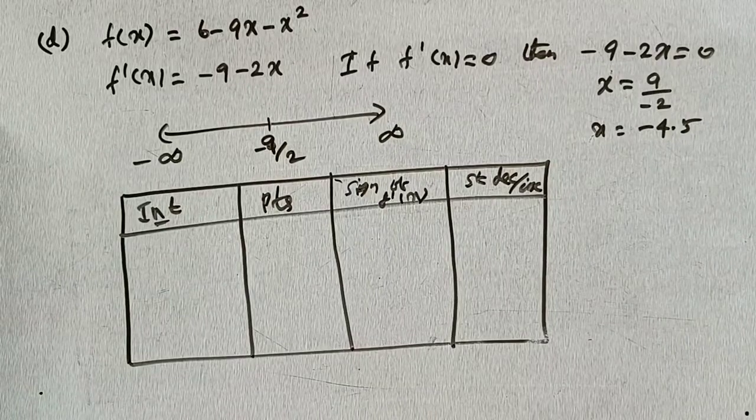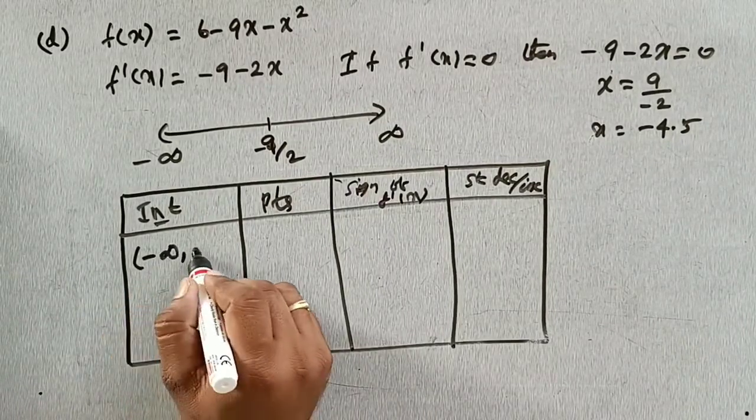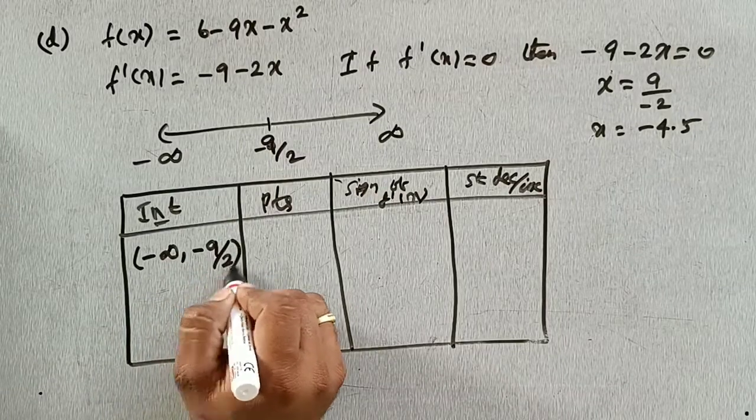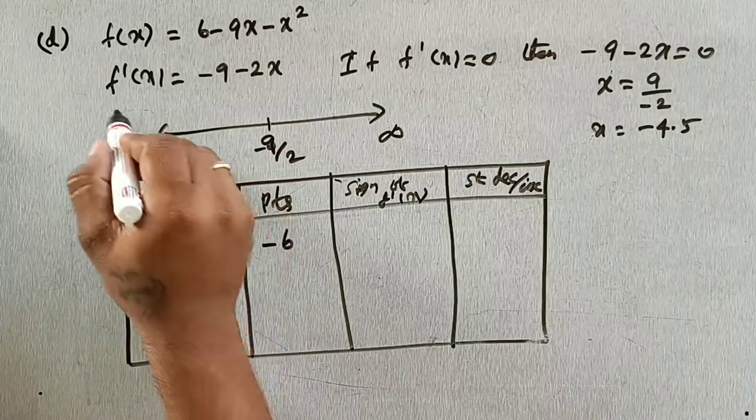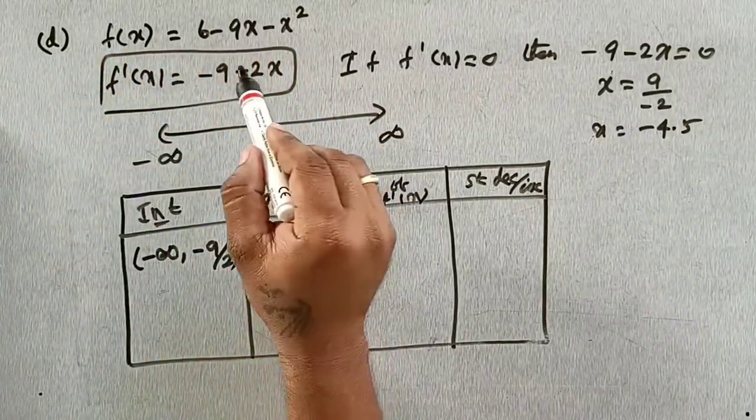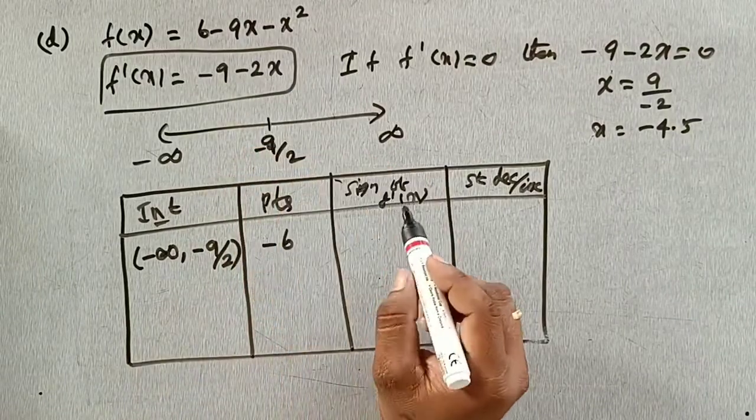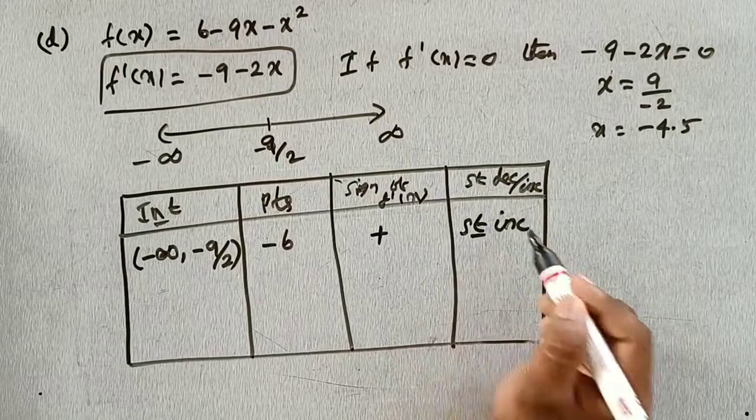Now we will check the points. So what is the first interval? The first interval is minus infinity to minus 9 by 2. So I can take minus 6. So for minus 6, what is the value of f dash of x? Minus 6 means minus 9 plus 12, that will be positive. So positive means strictly increasing.